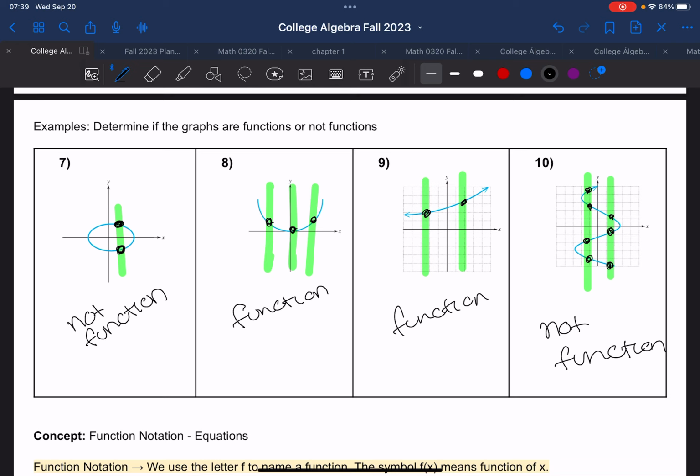Okay. Any questions on function, not a function? That ends that concept. Function, not a function. Okay.